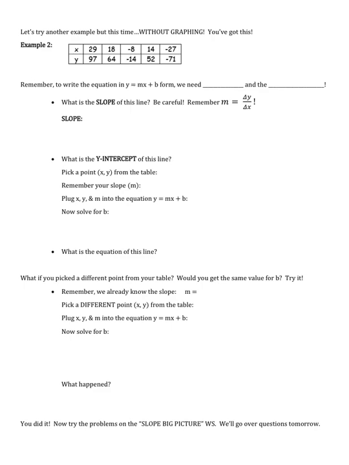Let's try another example without graphing. We have a table here with a bunch of x and y pairs, and we need to remember that in order to write the equation in y = mx + b form, we need slope and the y-intercept.